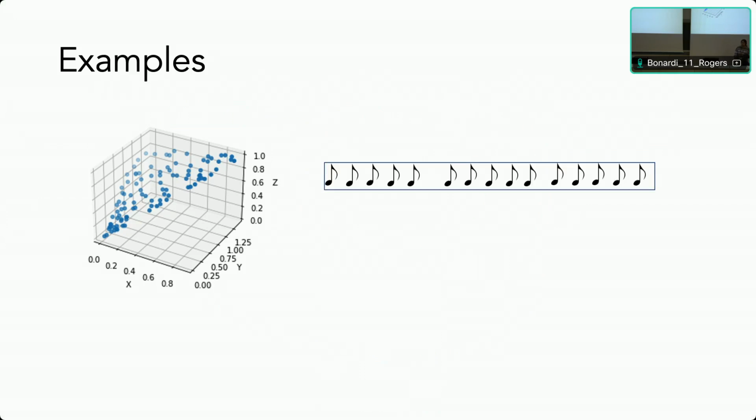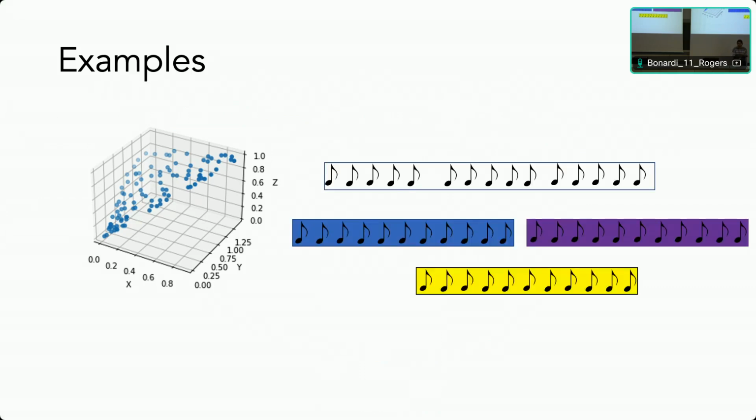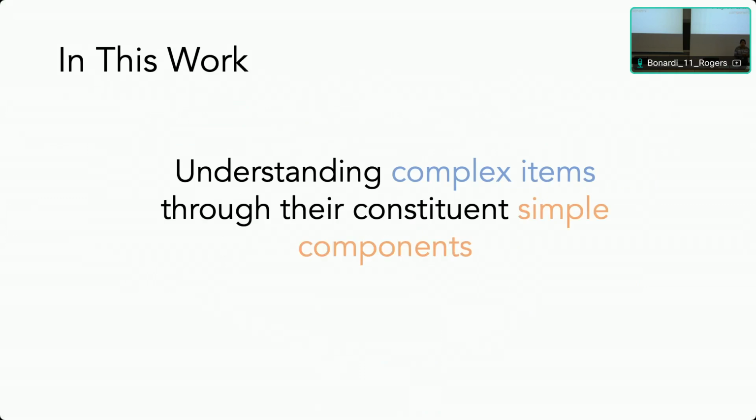Or for a more unusual example, you have some sort of piece of music, and it seems like it could be kind of arbitrary, until you realize that the first part is from song 1, and the second part is from song 2, and the third part is from song 3, and so there are a lot fewer options for what that could be. So in this work, our goal was to understand complex items through their constituent simple components, and in particular, do that in a model that I will define for you.